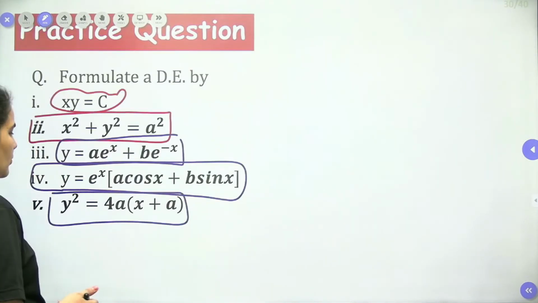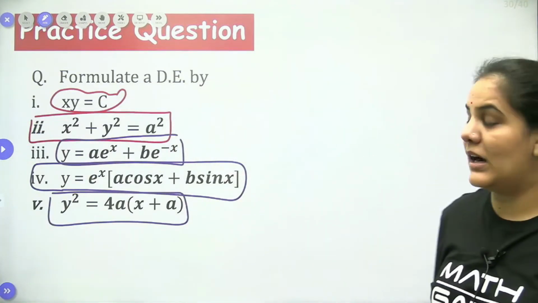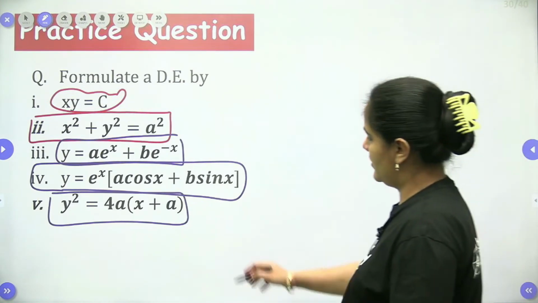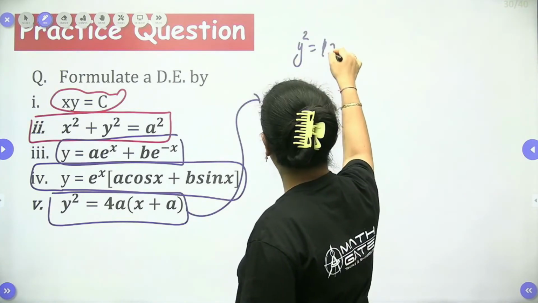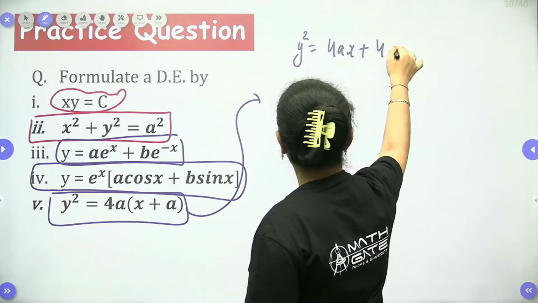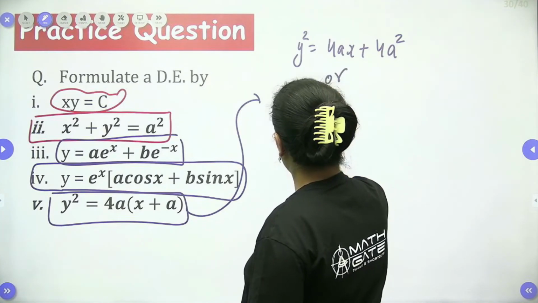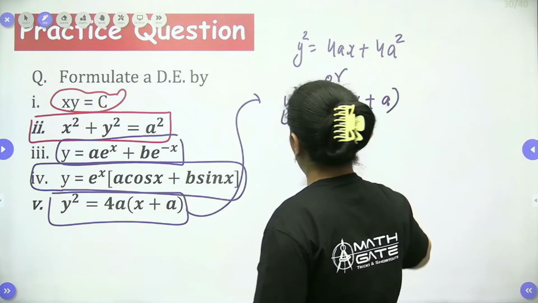We have one more question to approach, which is how to eliminate the arbitrary constant and how to find the differential equation from here. So let's approach. Let me write it down here only. We have y square equals 4ax plus 4a square. You can write it like this also, or if you want, you can go with this approach only, y square equals 4a times x plus a, right?